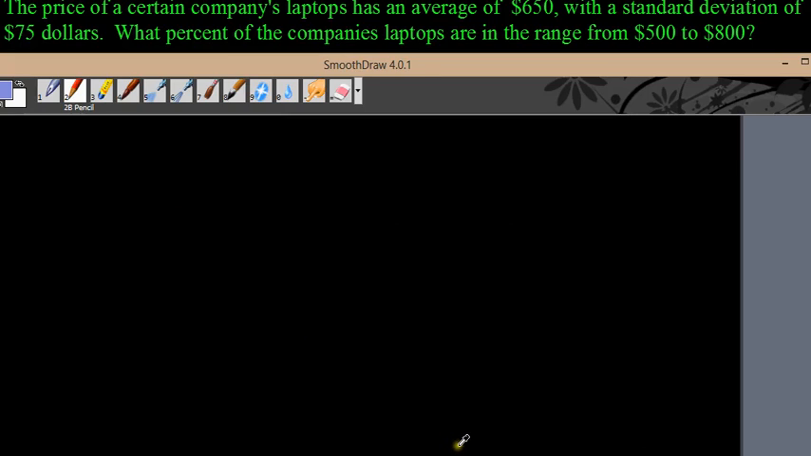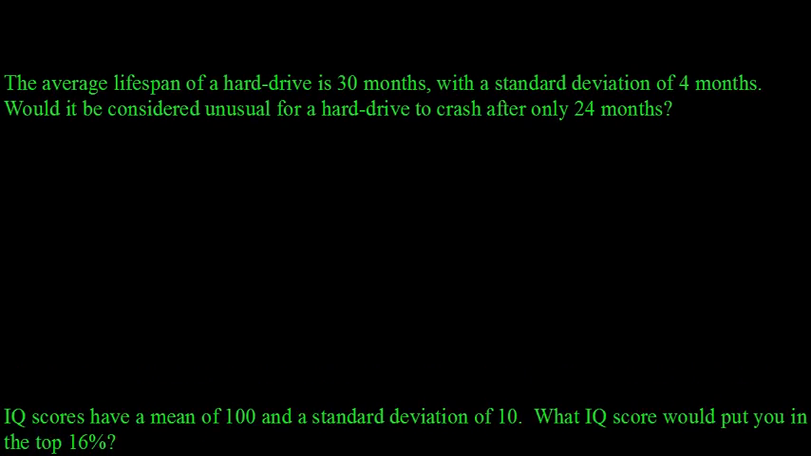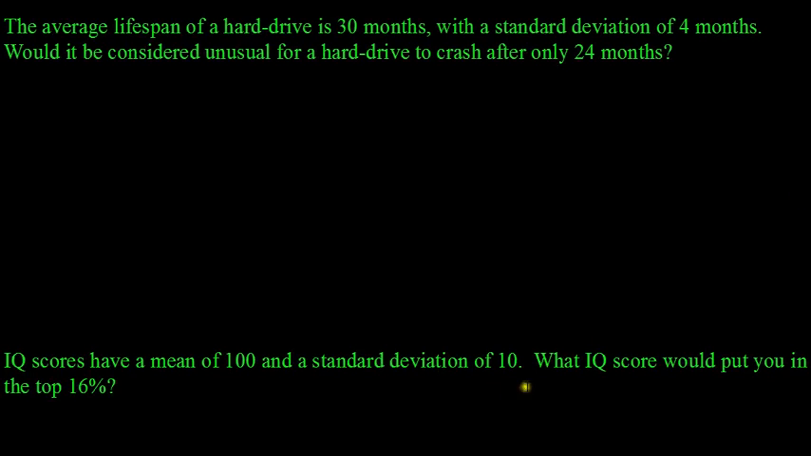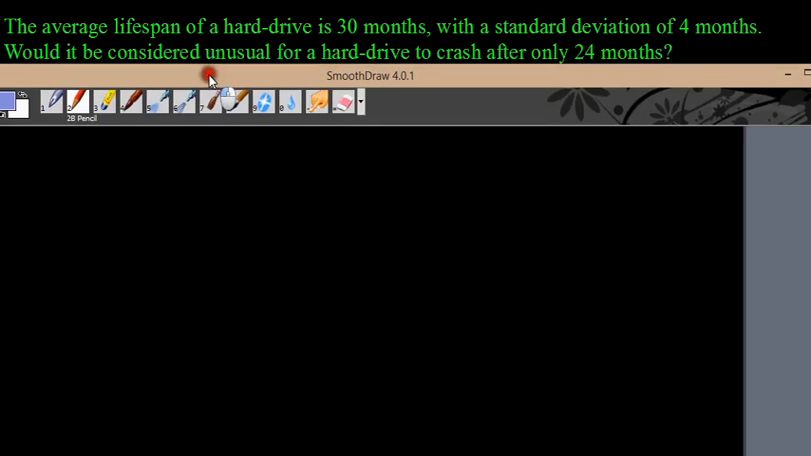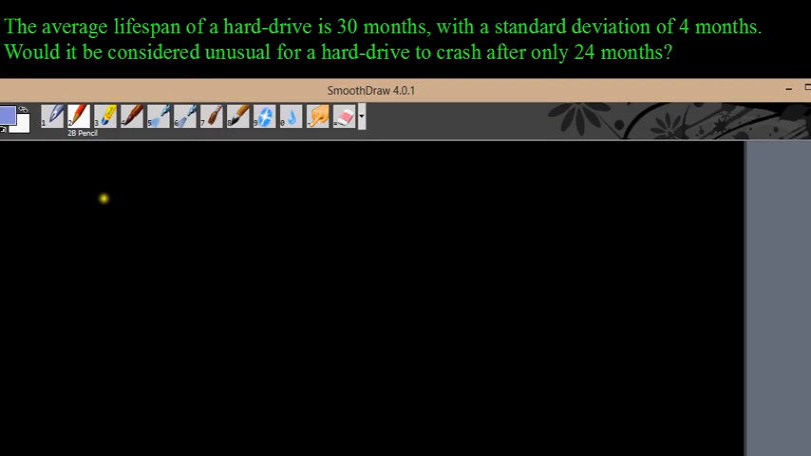Well, let's try something a little bit trickier. This one we're going to use a trick called a z-score. Let me tell you what that is right quick. The average lifespan of a hard drive is 30 months, standard deviation of 4 months. Would it be considered unusual for a hard drive to crash after only 24 months? So I don't know if this is true, but hard drives usually don't last more than 2 or 3 years, so I kind of made up some numbers. You should always back up your hard drives, by the way.